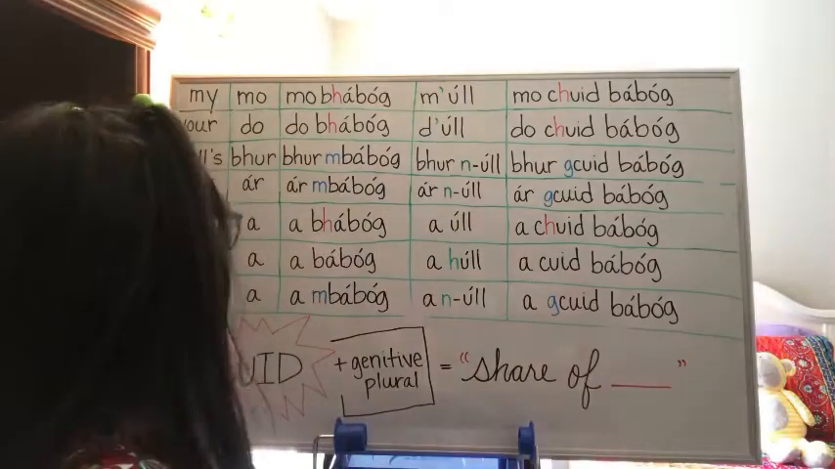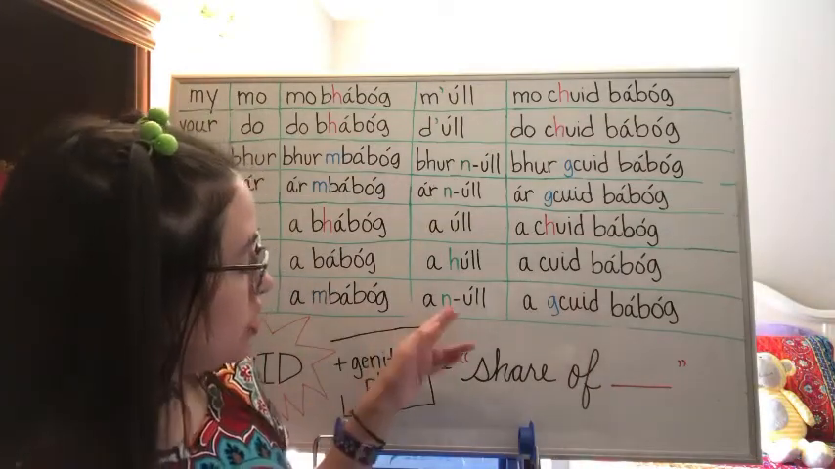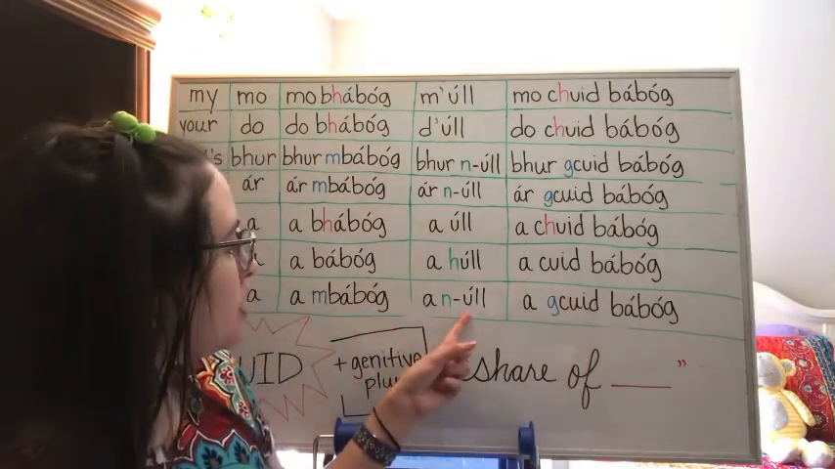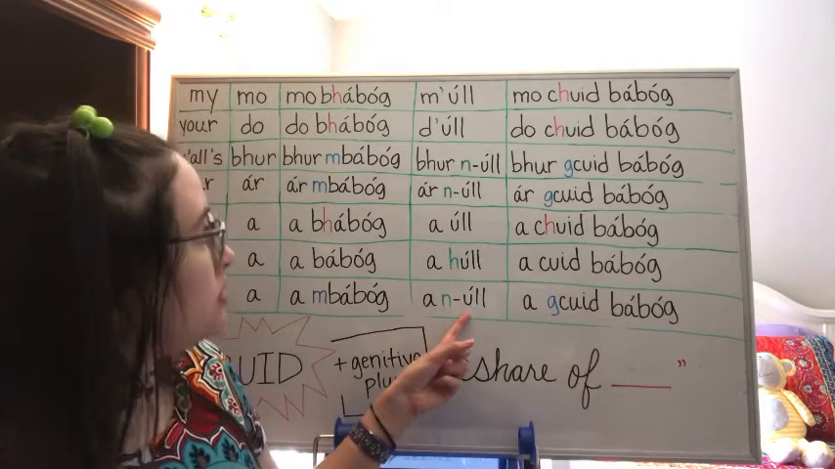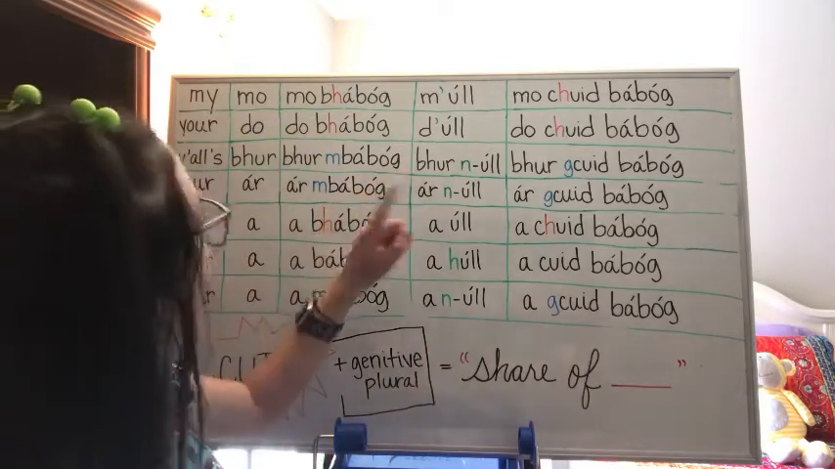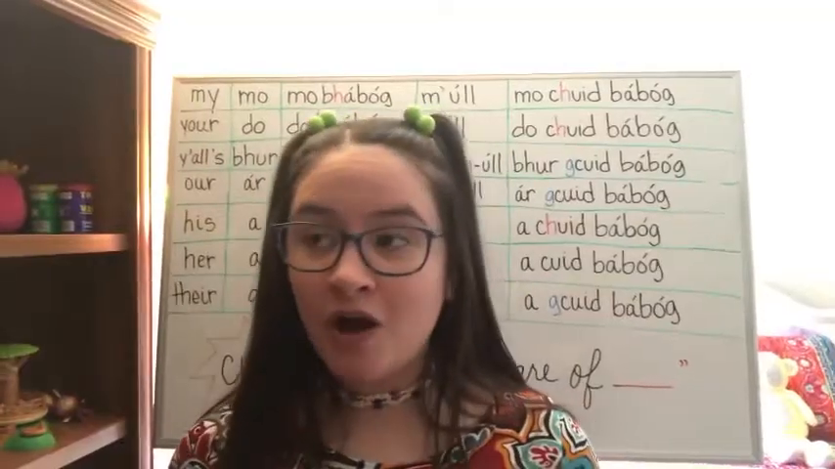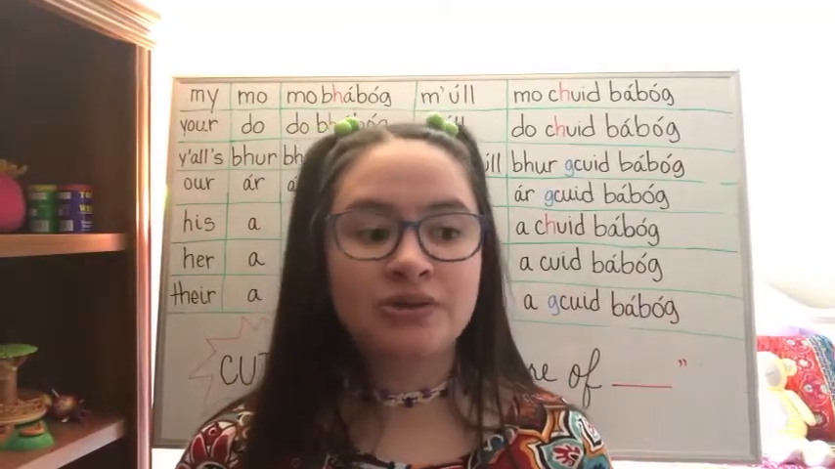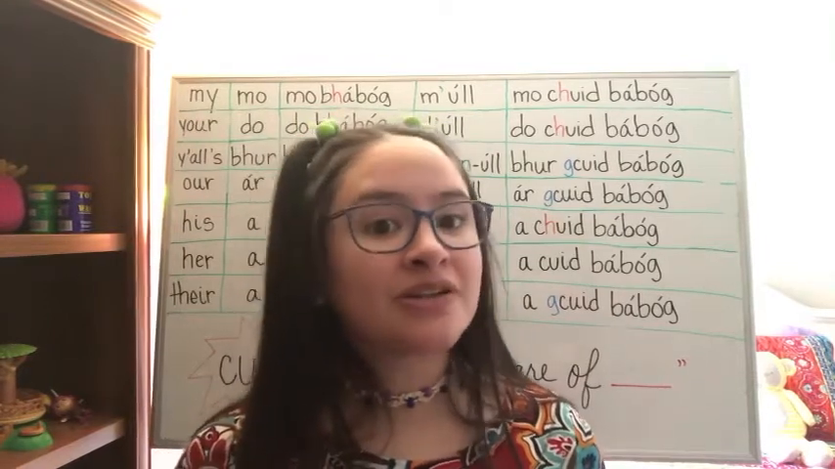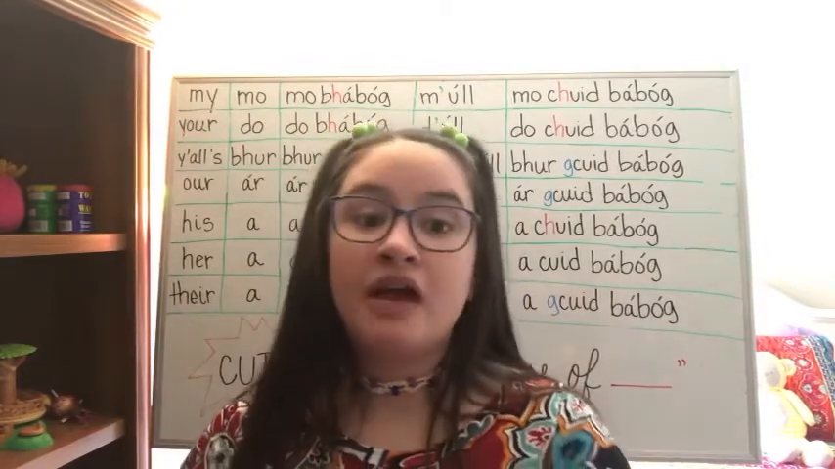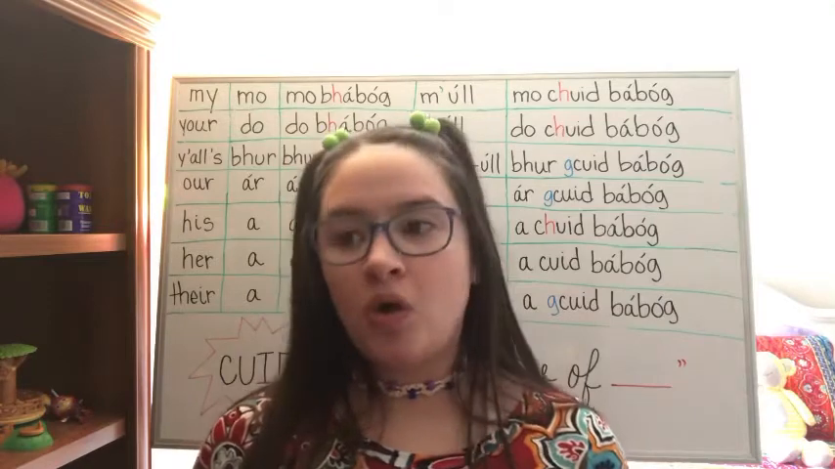Alright, for their, for a word starting in a vowel, it's a n-úll. Same with y'all's and our. N-úll, n-úll, n-úll. If you remember, I talked before in a couple of other videos about how there are certain letters in the Irish alphabet that never undergo lenition or eclipsis.